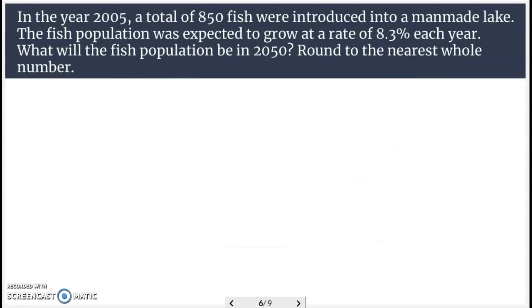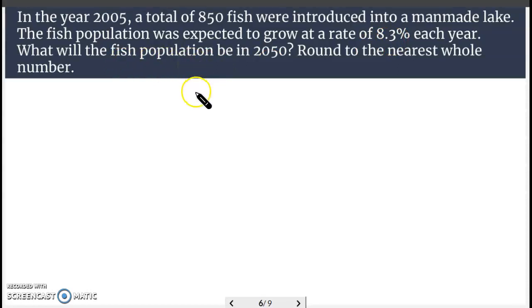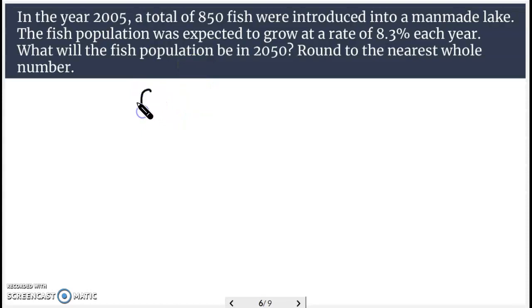In the year 2005, a total of 850 fish were introduced into a man-made lake. The fish population was expected to grow at a rate of 8.3% a year. What will the fish population be in the year 2050? Round to the nearest whole number. All right, here's exponential growth again.